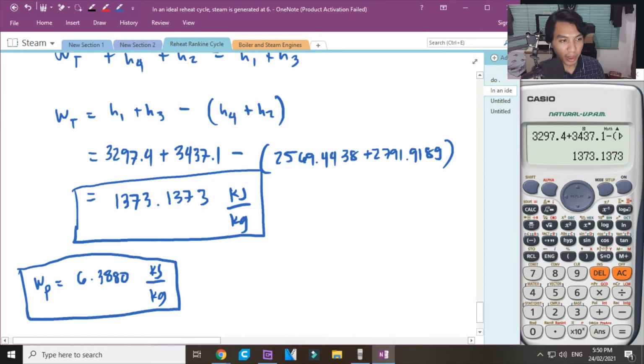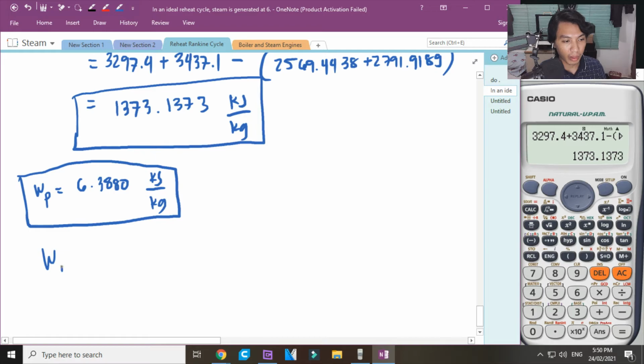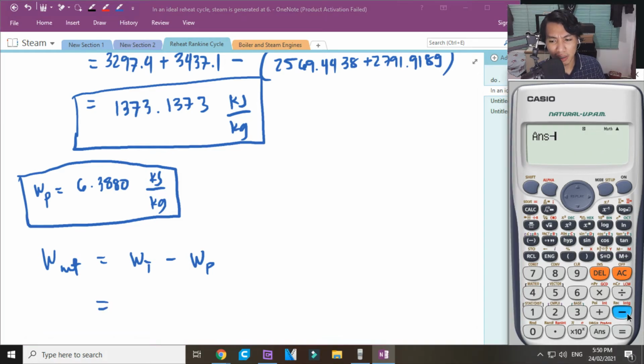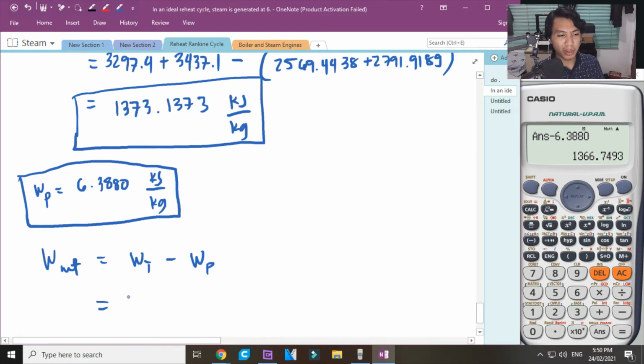Now, for the network. O di work ng turbine minus work ng pump. Does it matter na minus mo yung ganito kaliit na value? No, di ba? Parang hindi naman siya nabawasan. So, 6.3880. Does not matter yung ganung kaliit na value. Does not make anything of a change. 7493 kilojoule per kilogram. Yan yung work net natin.